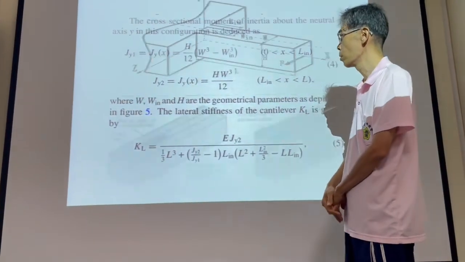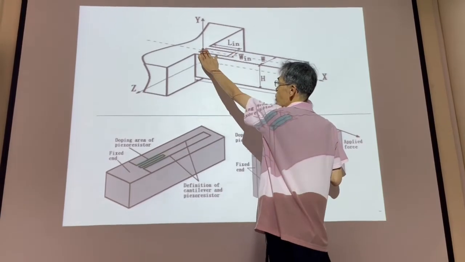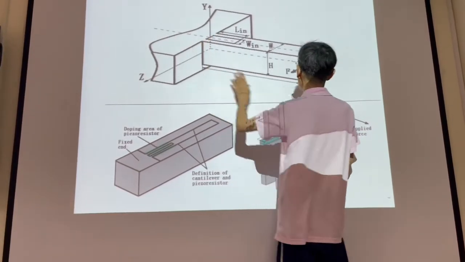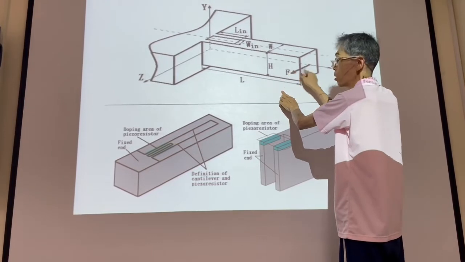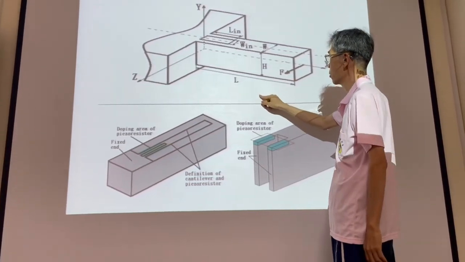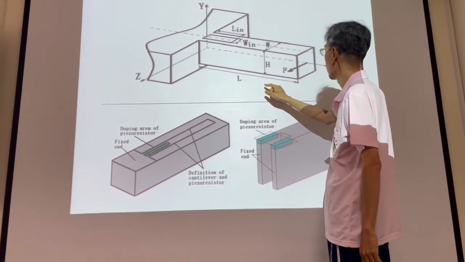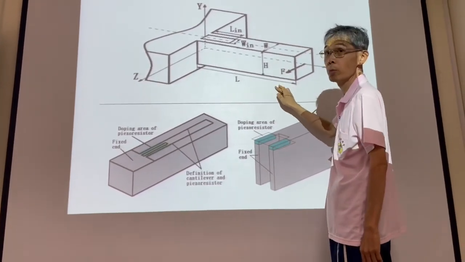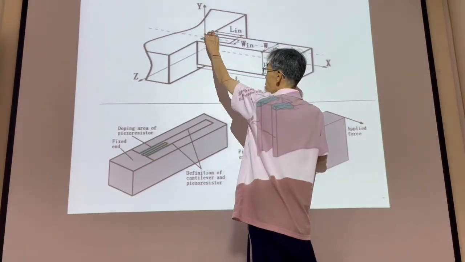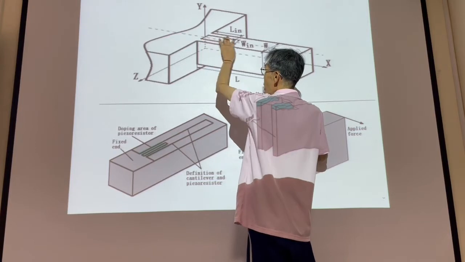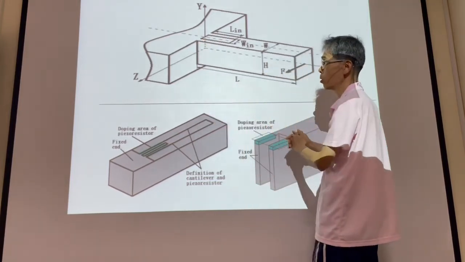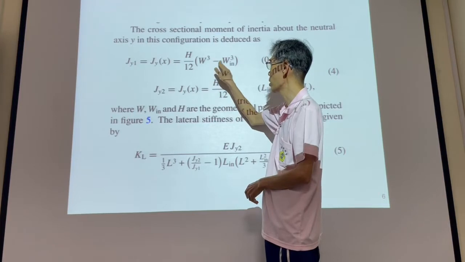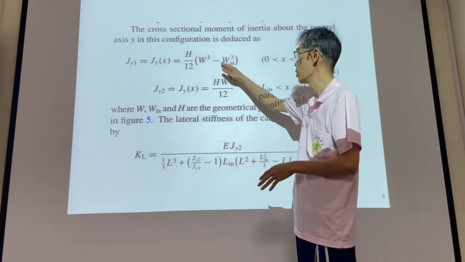Okay, previous page. If we don't remove this W E, then for the total cross-sectional area, where you apply the bending moment here, the I value is 1/12 times H times W cubed, where this is W and this is H. If we don't remove anything here, that's the formula. But now we remove some area here. So next page. Now the I value becomes H divided by 12 times W cubed minus W E cubed, because we remove this section.